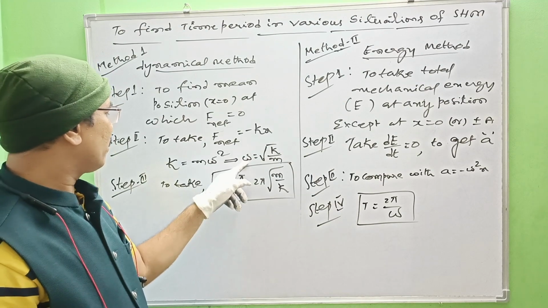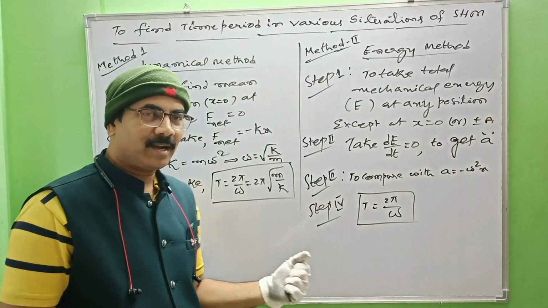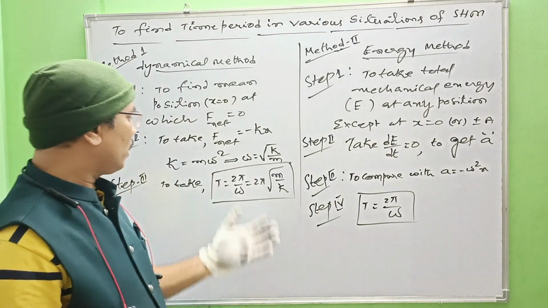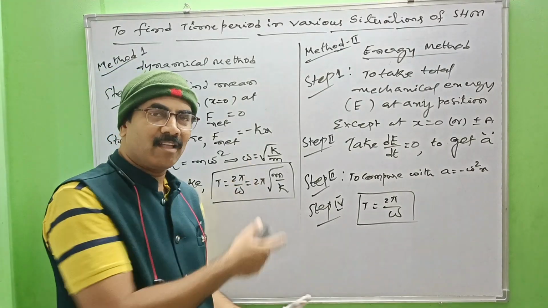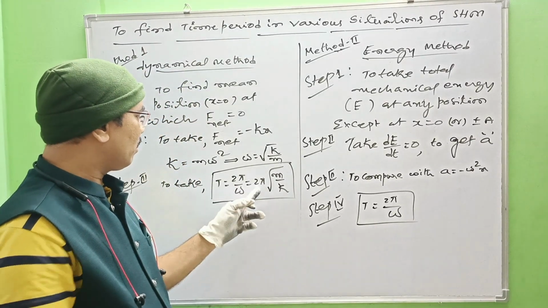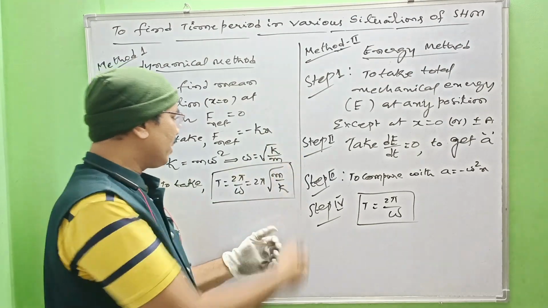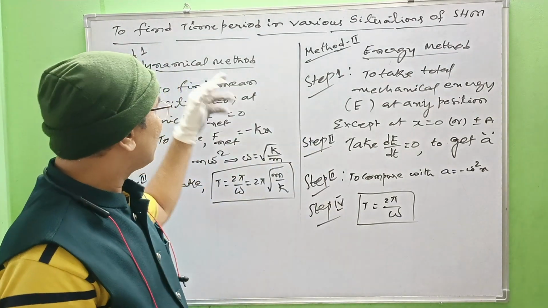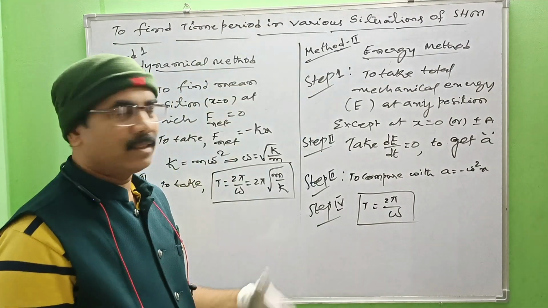From which omega equal to root k by m, right? So step 3, to take T equal to 2 pi by omega. After knowing omega, angular frequency, one can take T equal to 2 pi by omega, that is 2 pi into 1 by omega means root m by k. So that's how one can determine the time period of simple harmonic motion in the given situation.